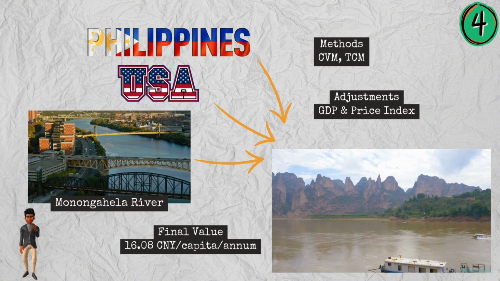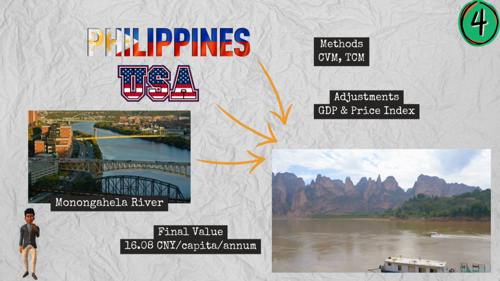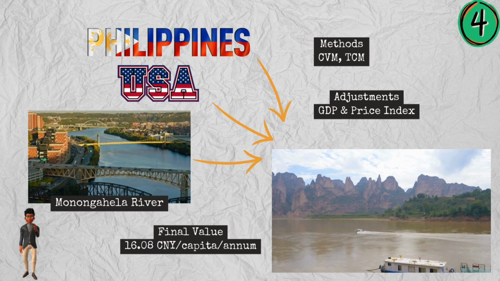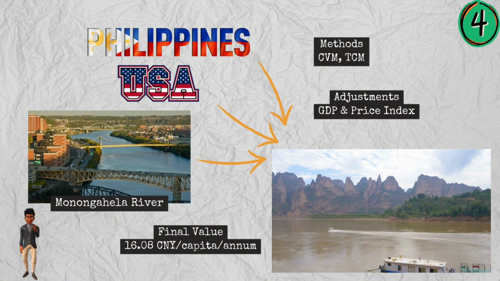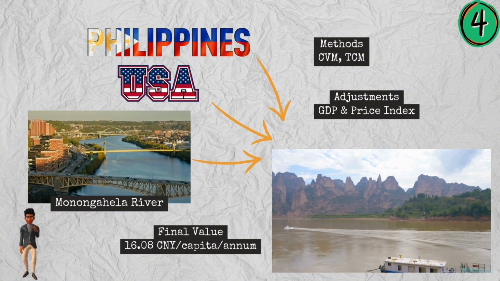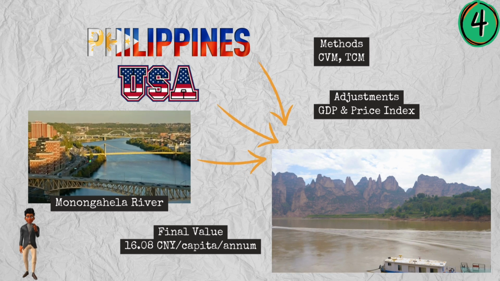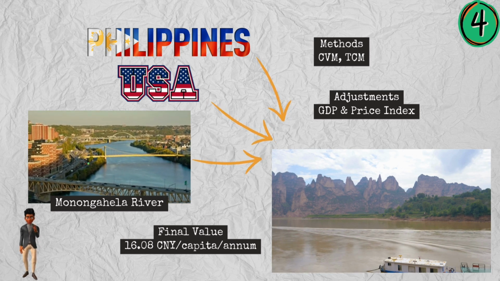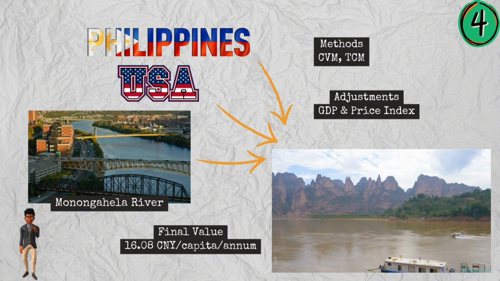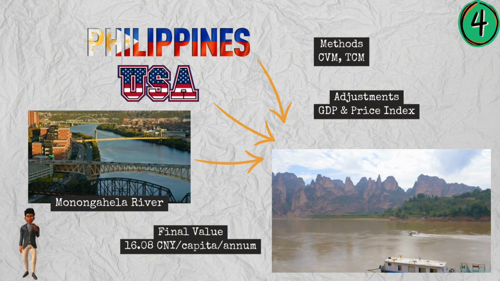In China, benefits transfer was used to evaluate water quality improvements. Researchers applied benefit transfer using data from studies in the Philippines, USA, and Monongahela River. They assessed willingness to pay for improved water quality, adjusting values for GDP and price index differences. Final results showed a benefit of 16.08 CNY per capita per annum for improved water quality, emphasizing the relevance of adapting international data for local contexts.